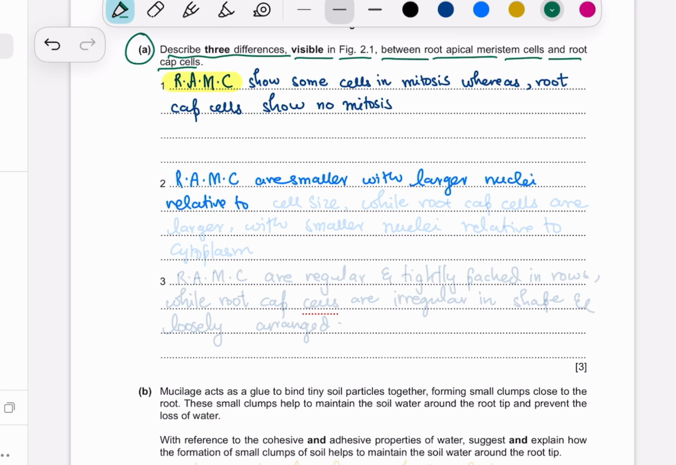The root apical meristem cells are smaller with larger nuclei relative to the cell size, while the root cap cells are larger with smaller nuclei relative to the cytoplasm over here, right? So this is basically the second difference we talked about.